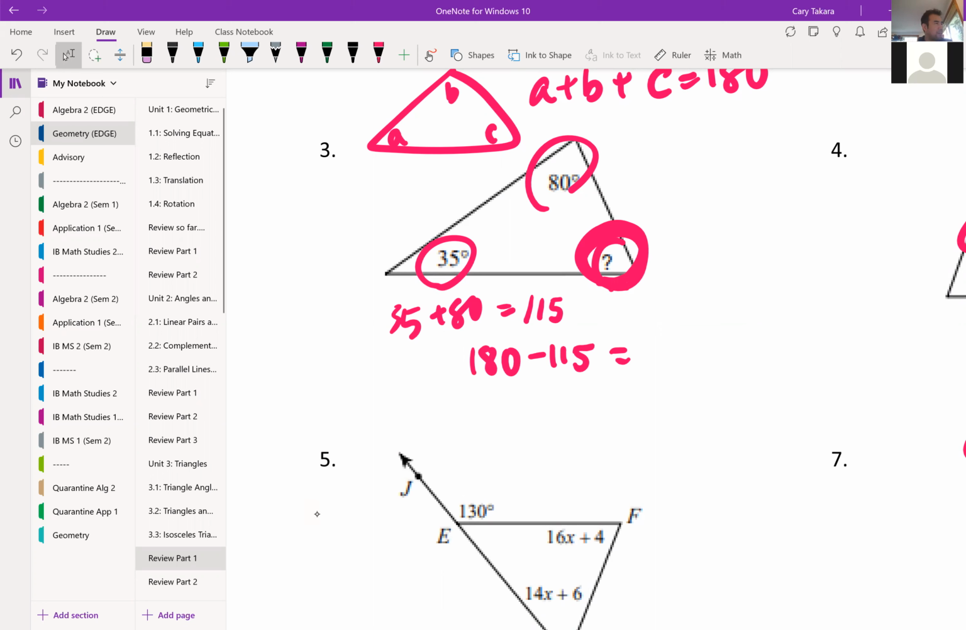And what is that? 65. So the question mark is 65 degrees. That's 35 plus 80 plus 65. Would that give you 180? I think it does. Yeah, we're doing all the second page too on the left side.